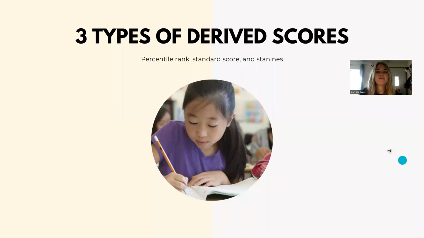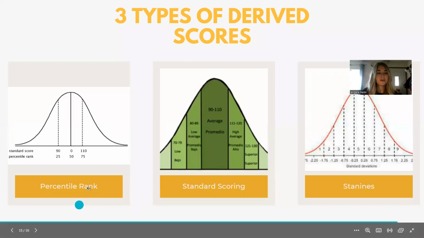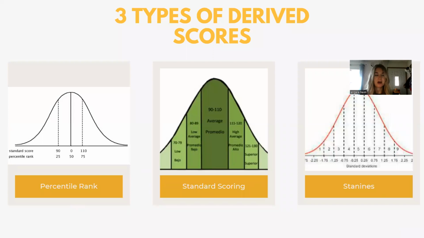Okay, there are three types of derived scores: percentile rank, standard scores, stanines. The first one we're going to talk about is percentile rank. Percentile rank indicates how well a student performed in comparison to the students in the specific norm group. So a student's percentile rank indicates that a student scored as well as, or better than, that percent of students in the norm group. It's also helpful for reporting achievement status, but it's not a great measure of comparing two students in two different norm groups or for calculating a student's growth.